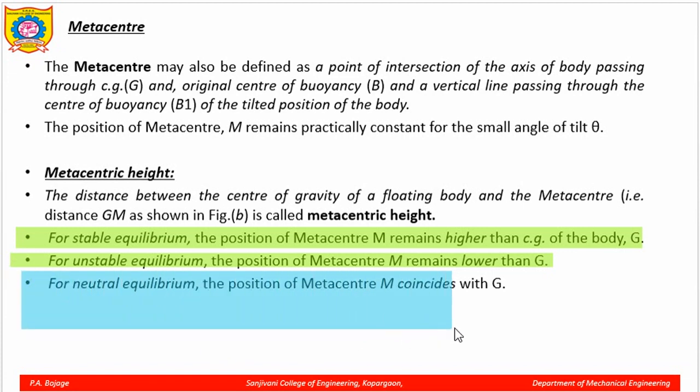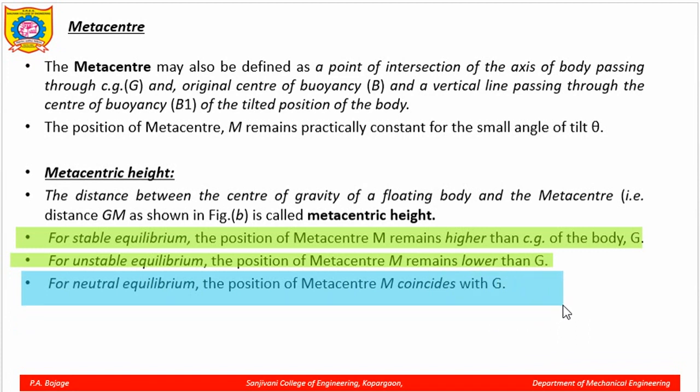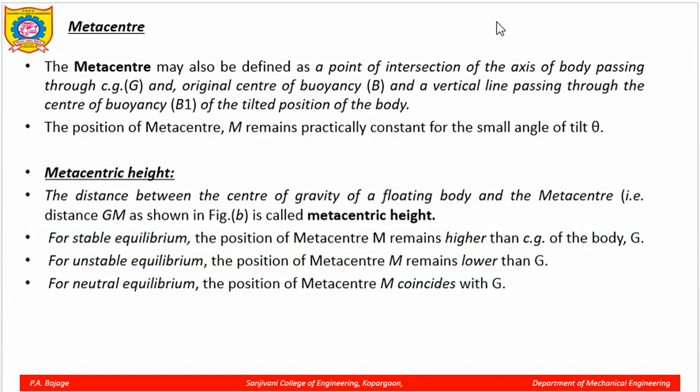Then neutral equilibrium. In neutral equilibrium, the position of metacenter M coincides with G, that is the center of gravity. So this is all about the concept of metacenter, metacentric height and its significance.